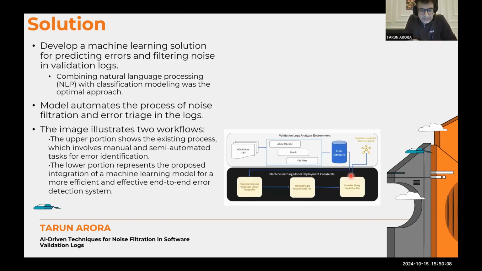So the solution is how our validation engineers, as part of their operational process, can leverage machine learning or AI to do some of these tasks, using that kind of intelligence to minimize human intervention and ad hoc scripting. What is being done here is that a machine learning or deep learning solution is being created to predict the errors from these logs and filter the noise.